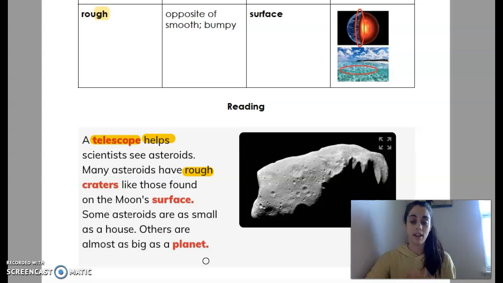Vamos a leerlo en voz alta juntos. A telescope helps scientists see asteroids. Many asteroids have rough craters like those found on the moon's surface. Some asteroids are as small as a house. Others are almost as big as a planet.